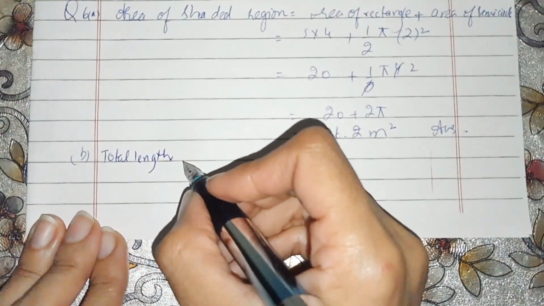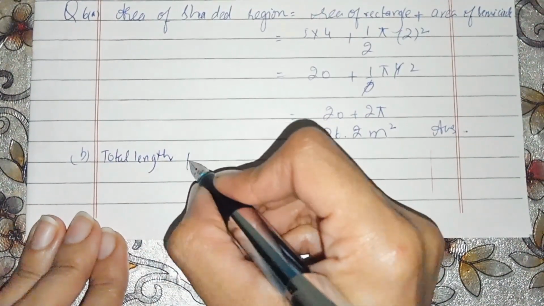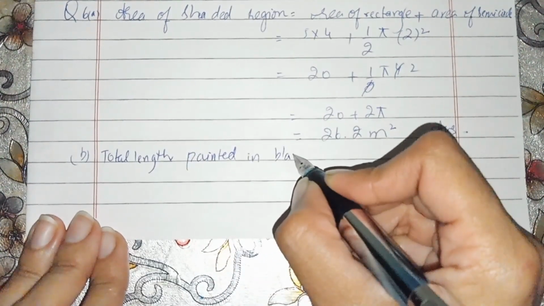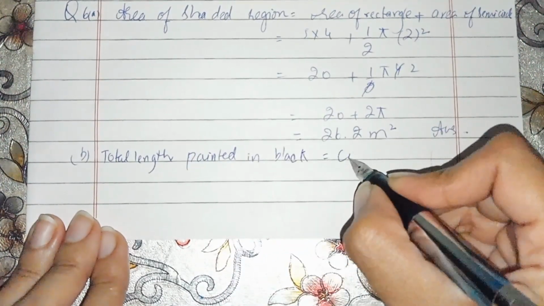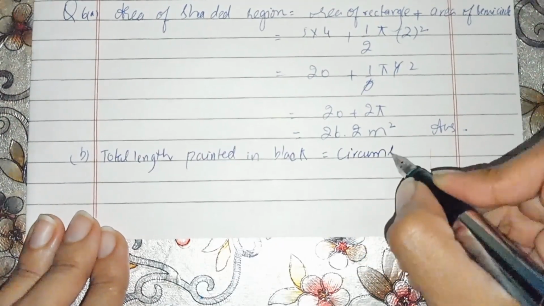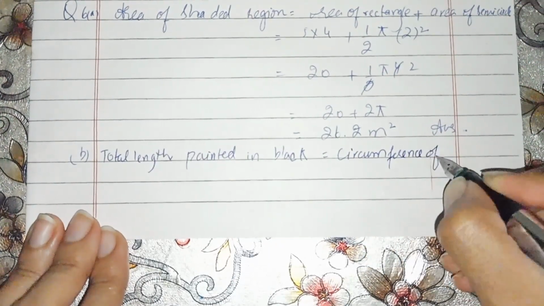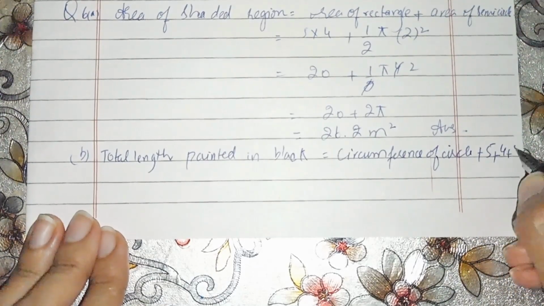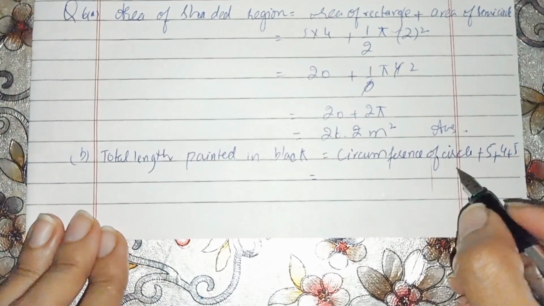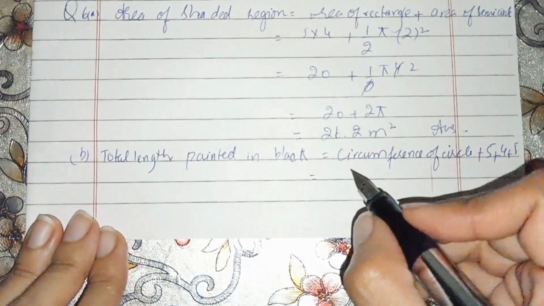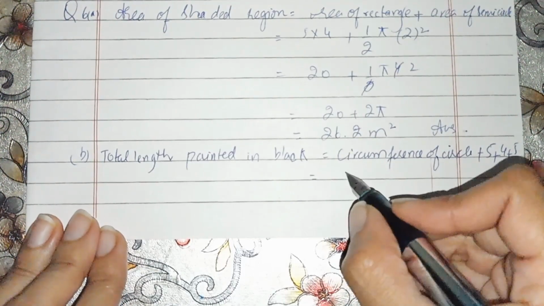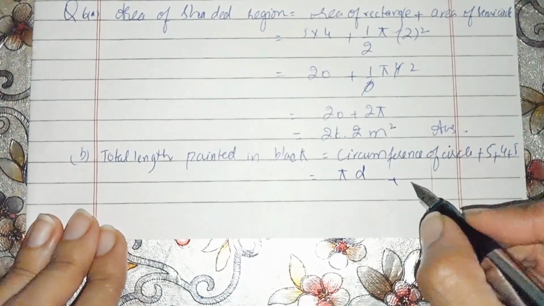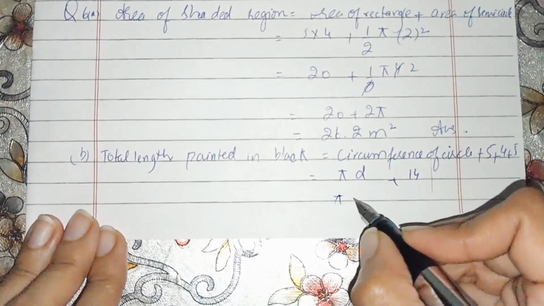Total length painted in black, circumference of circle plus 5 plus 4 and 5, and circumference of a circle is pi d, which is equal to, d is equal to 4. And 5 plus 5 plus 4 is 14.